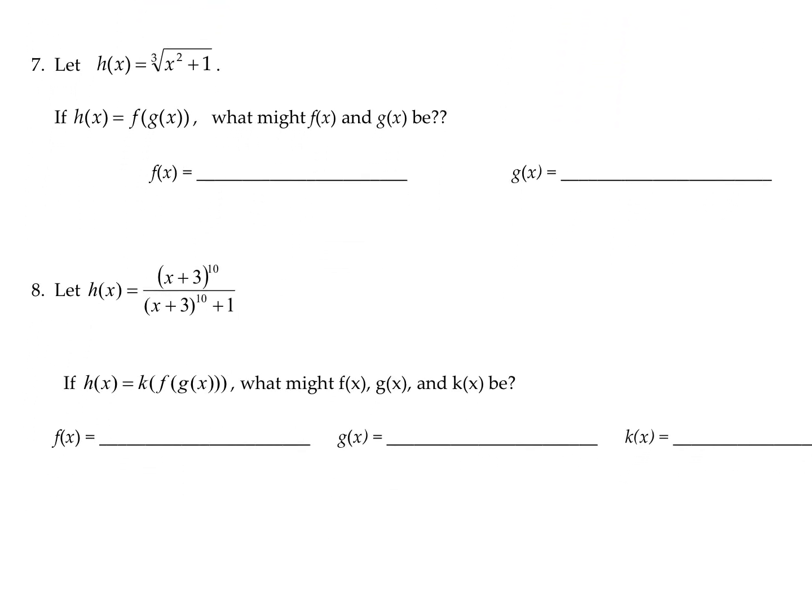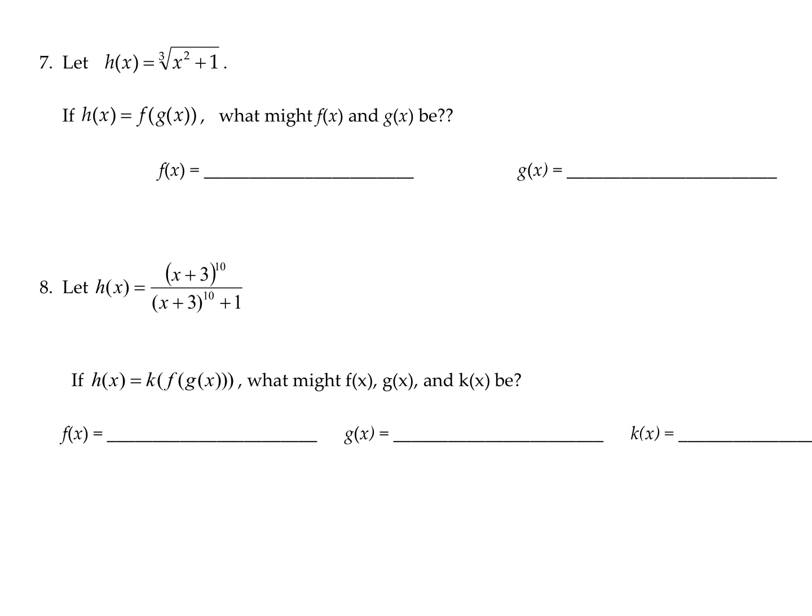Let's look at the next one. I have x squared plus 1, all cube rooted. So if I'm finding f of g of x, again, I think g of x is going to be that x squared plus 1, and f of x would just be the cube root of x.